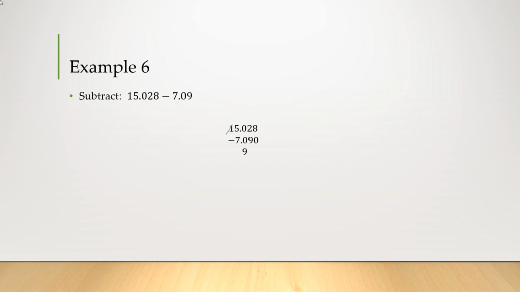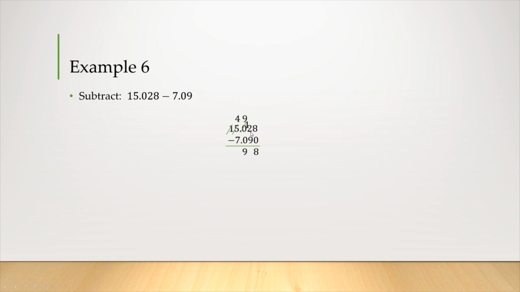So we subtract, put the line in there. We subtract 8 minus 0, that gives us 8. 2 minus 9 gives us a negative, so that means we need to borrow. So we're going to borrow from the 5, we're going to cross that off. That makes it 4. We're going to then leave a 9 with that 0.